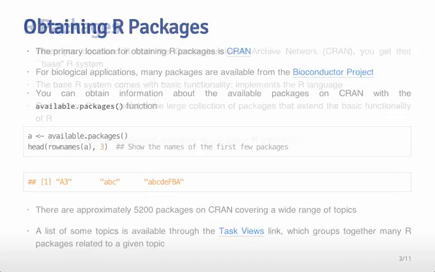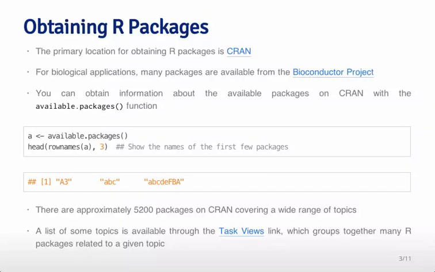So to obtain R packages, the primary place that you're going to go is CRAN, but for some biological applications and some big data applications, you might also go to the Bioconductor Project, and I've linked to both of the websites here. You can also obtain information about the available packages on CRAN with the available.packages function.